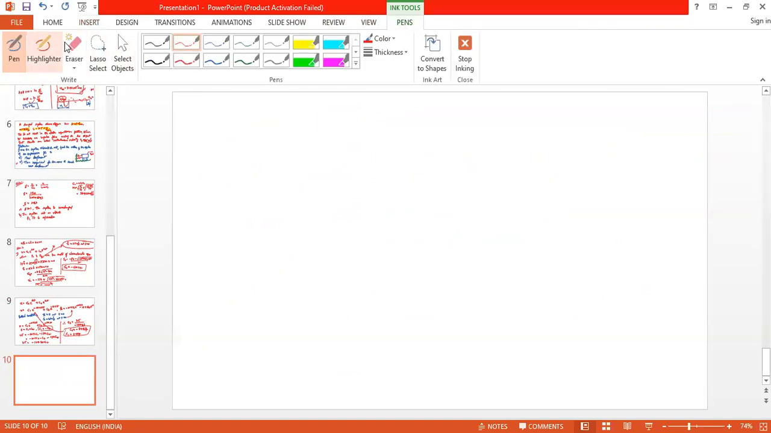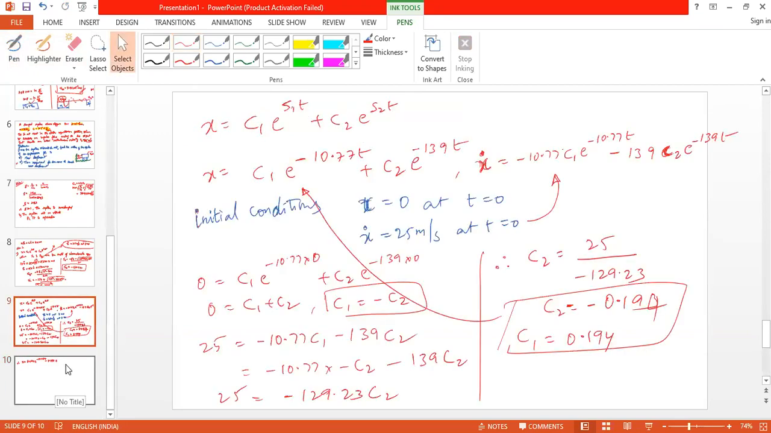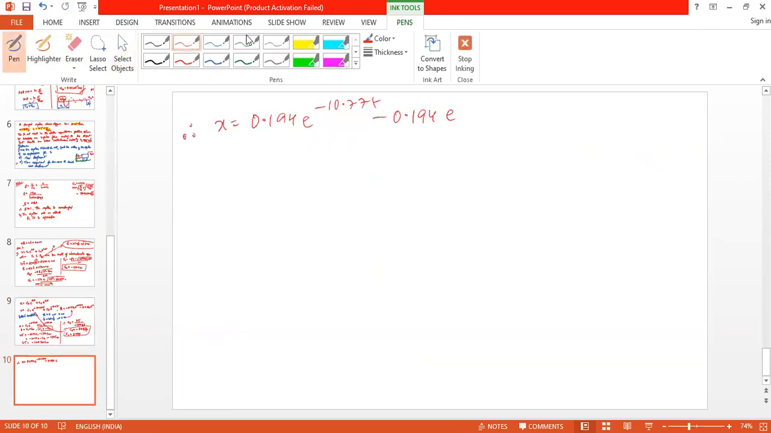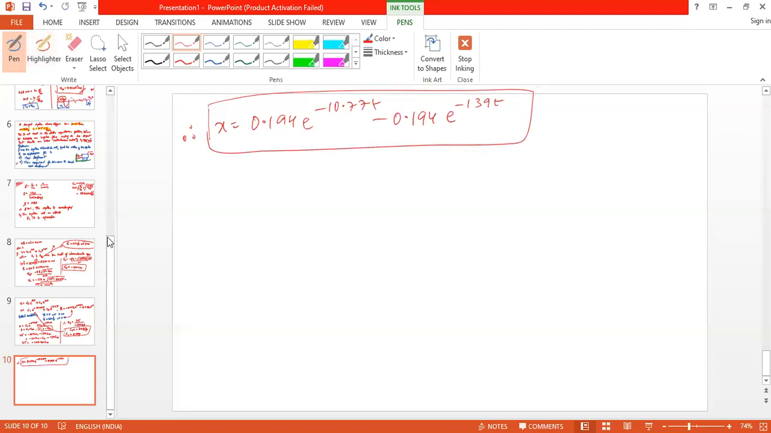So therefore, x is equal to 0.194 e power minus 10.77t minus 0.194 e power minus 139t. So this is the expression for displacement.